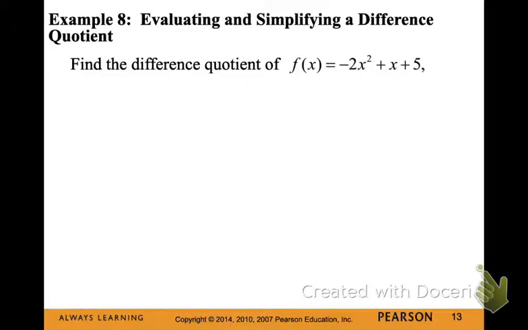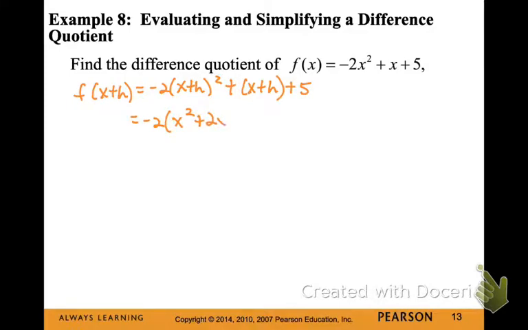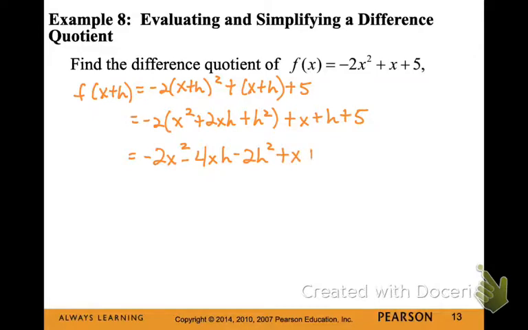So let's find the difference quotient of f of x equals negative 2x squared plus x plus 5. The first thing we're going to do is plug in the expression x plus h for x. So we'll have negative 2 times (x plus h) squared plus x plus h plus 5. Now we just have some simplifying to do. I'm going to square x plus h, which gives me x squared plus 2xh plus h squared. Then I'm going to drop my parentheses in my x plus h. Now I'm going to distribute my negative 2. And then finally I'm going to combine like terms. Actually, there are none to combine.